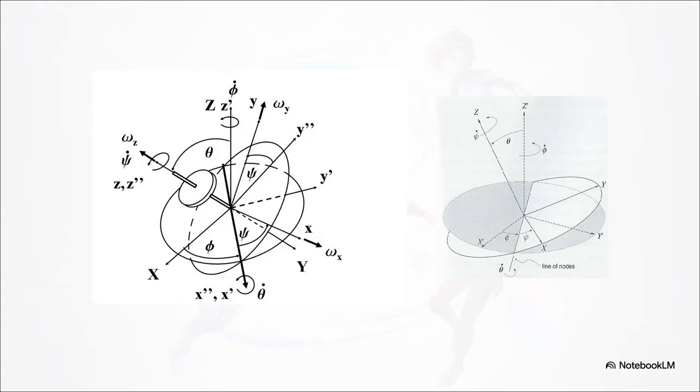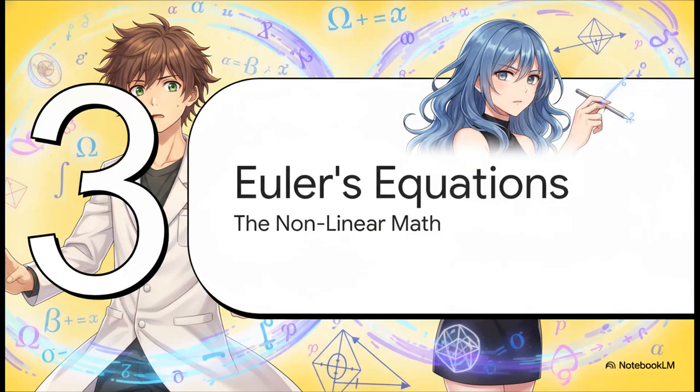Now, visualizing these all at once is notoriously tricky, but it helps to look at the line of nodes. That's the intersection of the horizontal plane of the fixed room and the tilted plane of the spinning top. You can see exactly how the spin, precession, and nutation axes all interlock here. By tracking how these 3 specific angles change over time, we can pinpoint the exact orientation of our top down to the millisecond. All right, let's get into the math.